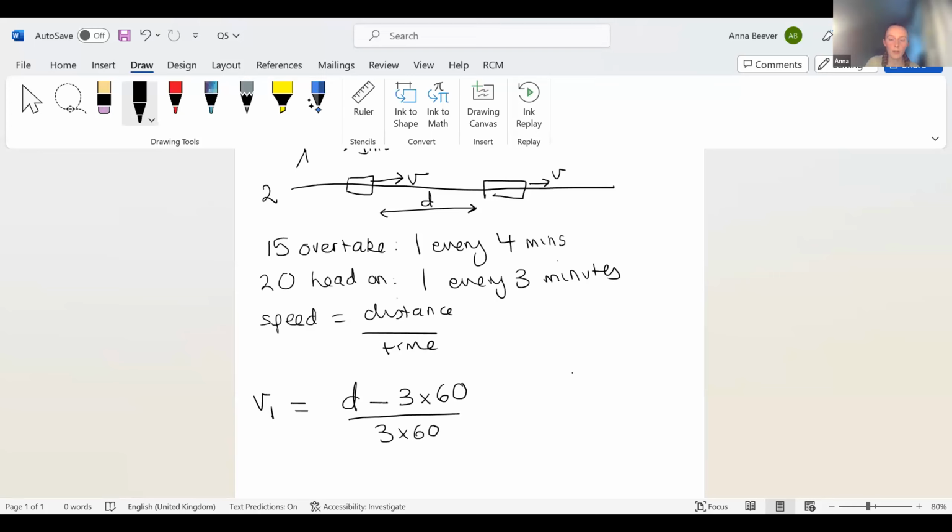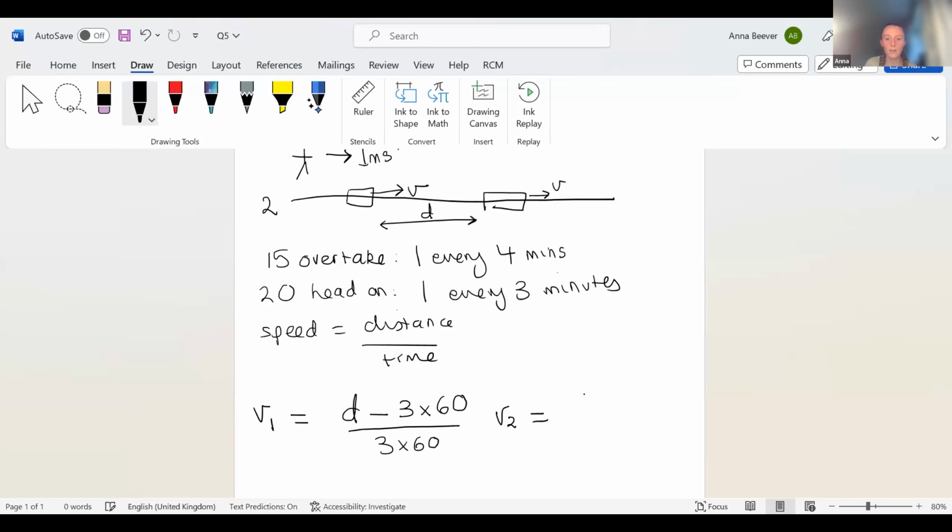For tram 2, on the other hand, have I done this the right way around? Let's just think about this. We have the person going towards the tram, so they've travelled less distance. Yes. And they're head on. We've got 3 minutes. Okay, yes. So then for the overtaking trams, on the other hand, the distance they've travelled is a distance d plus 4 times 60, because the person's been walking for 4 minutes since the last one, in a time of 4 minutes.